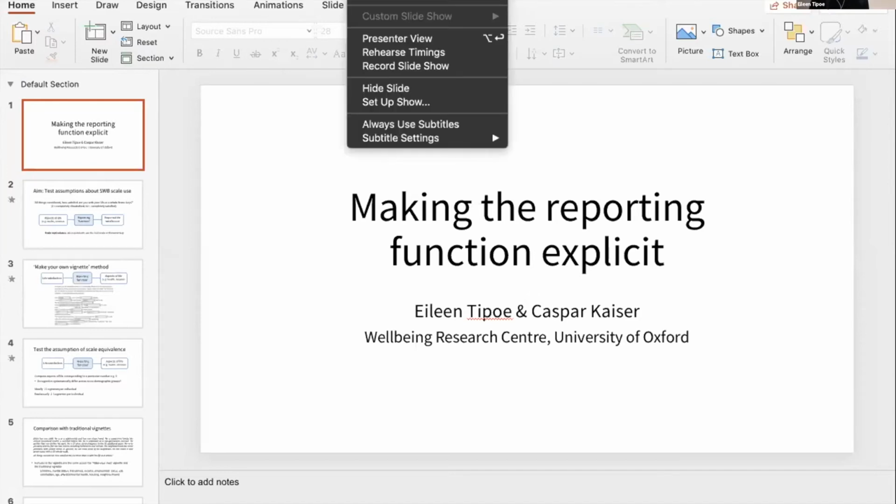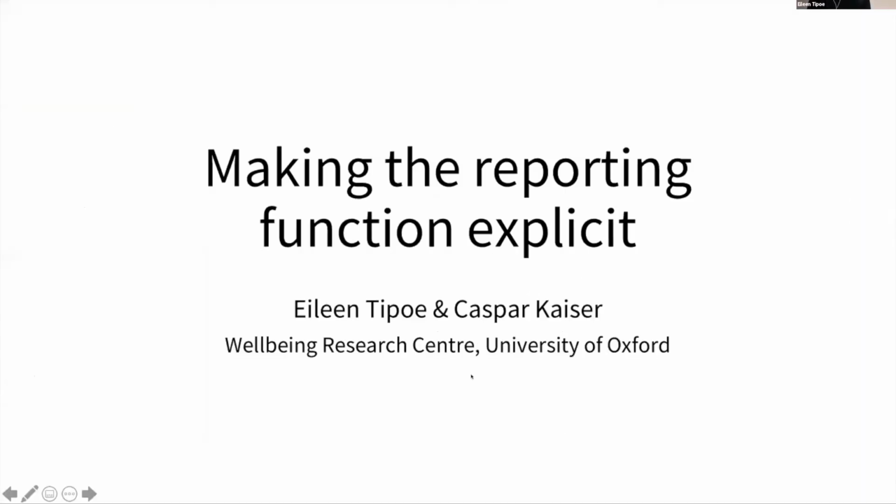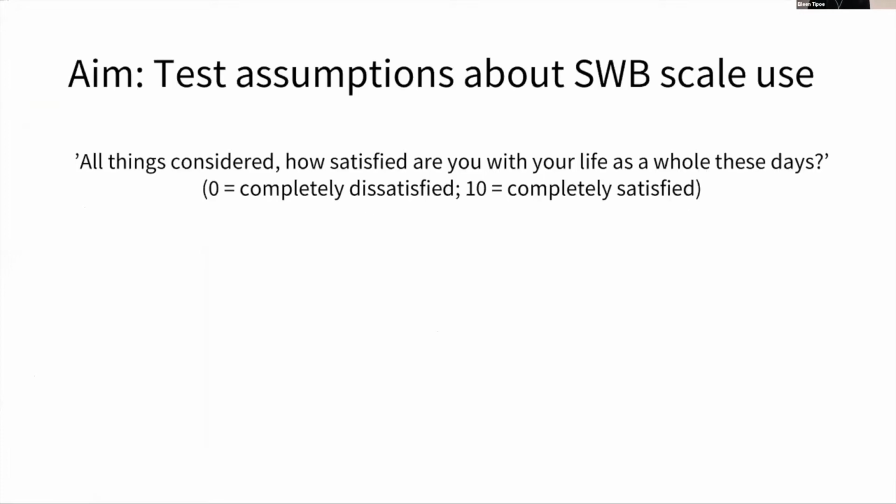Okay, great. So yes, Casper's right. This is a project which is joint with Casper. So you can see that he has influence on both my project and Mark's project. This is about making the reporting function explicit, and the aim is to test assumptions about the subjective well-being scale.